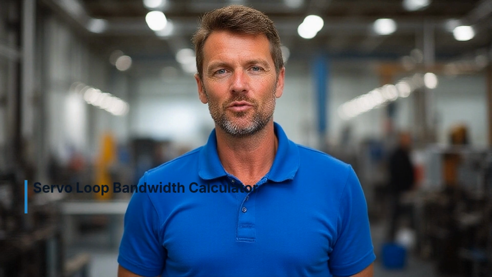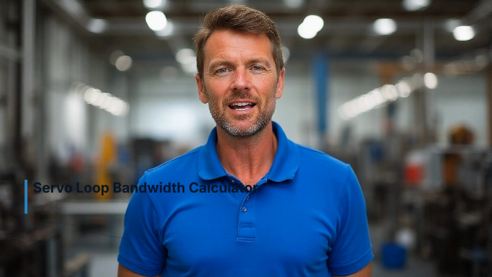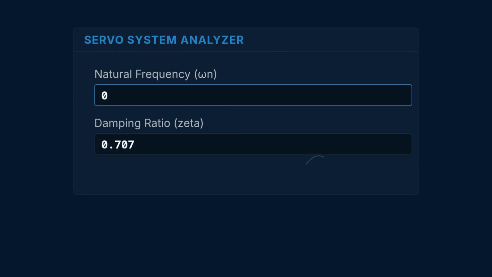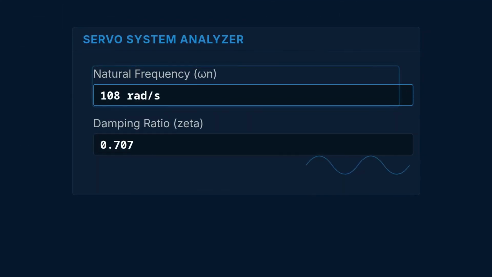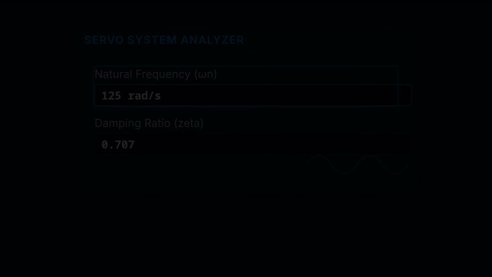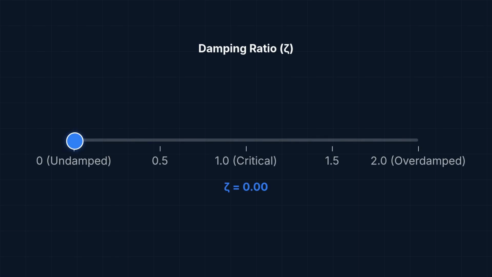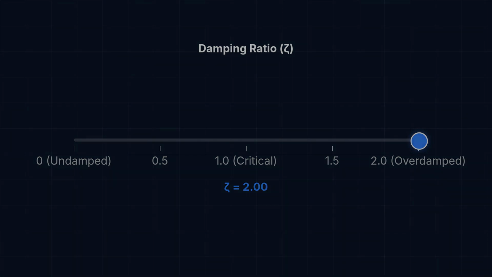Today we're using the Servo Loop Bandwidth Calculator to analyze closed-loop response characteristics. This calculator requires two input parameters. First is natural frequency, omega n, where you enter the natural frequency of your servo system. Second is damping ratio zeta, which accepts values between 0 and 2. A damping ratio of 0 represents an undamped system, while values approaching 2 indicate an overdamped response.